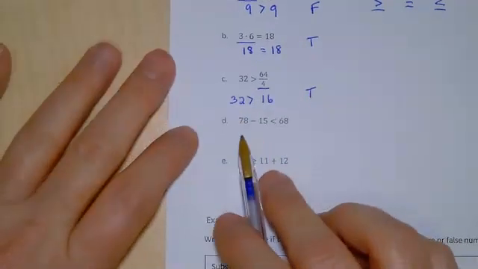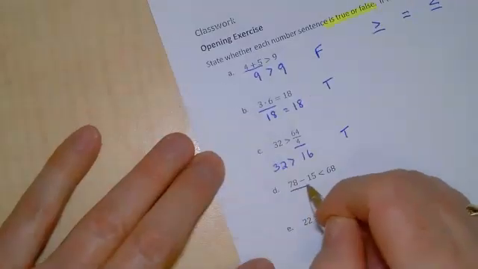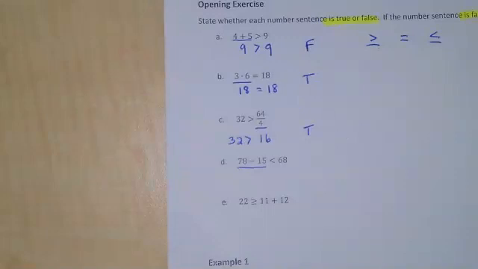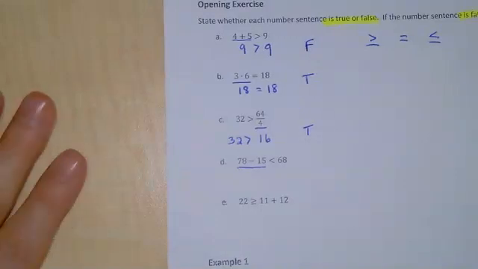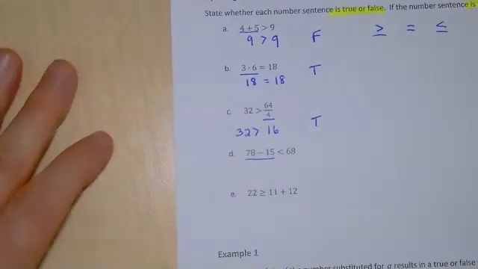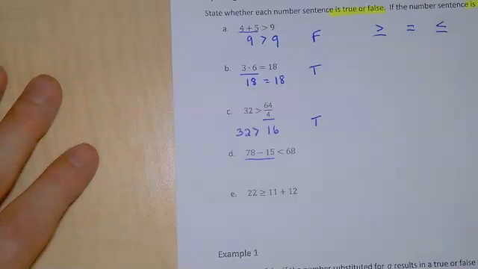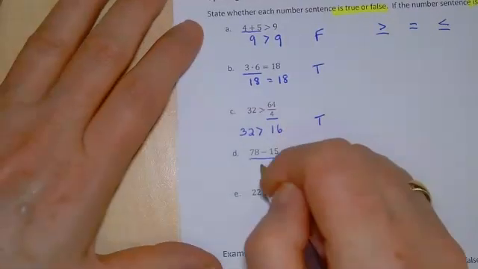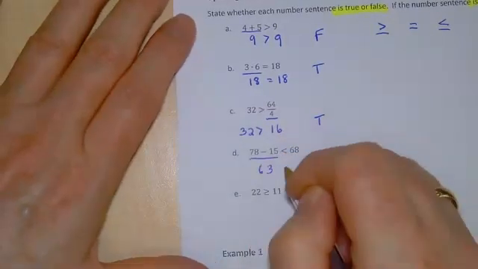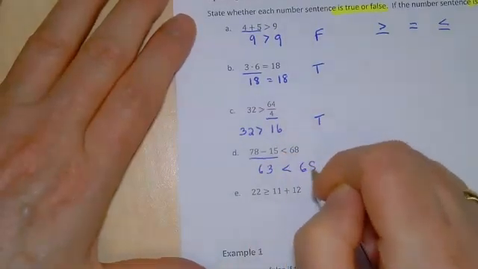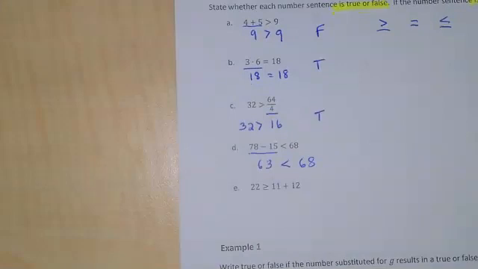The next one says 78 minus 15 is less than 68. So underline the 78 minus 15. We've got to find out what that equals. You got 4 answers. Camden, what'd you get? So copy it down. 63 is less than 68. True or false? True.